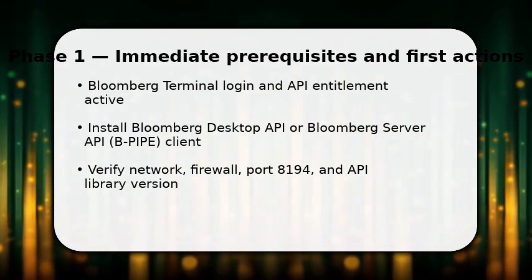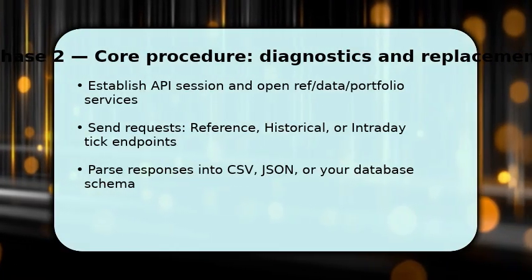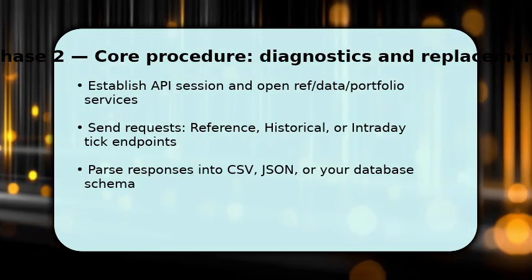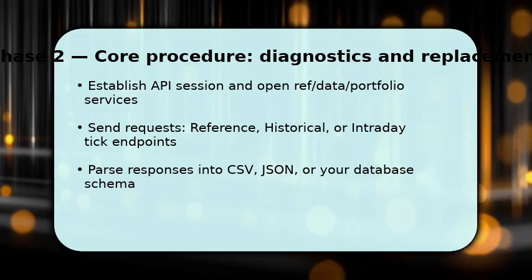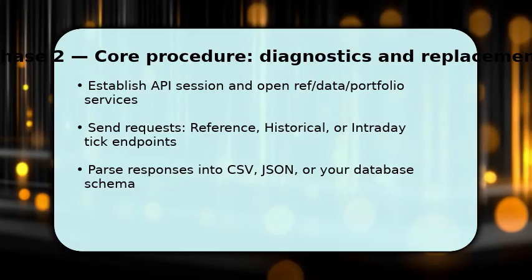You now authenticate the API session programmatically. Use your terminal credentials or application key and request the appropriate services like reference data, historical data, or intraday bar. Once the session is open, build and send requests. Specify tickers, fields, start/end dates, and intervals.